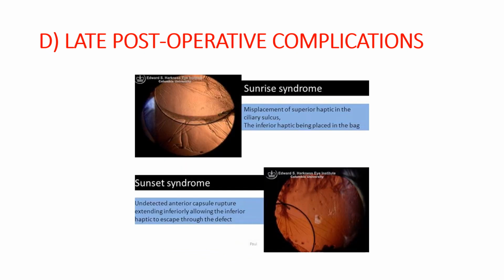This picture here shows the superior subluxation of the IOL. This is sunrise syndrome. You can see the pupil and here a part of the IOL can be seen. The second one is sunset syndrome, where you can see inferior subluxation of the IOL, and hence it is called sunset syndrome.